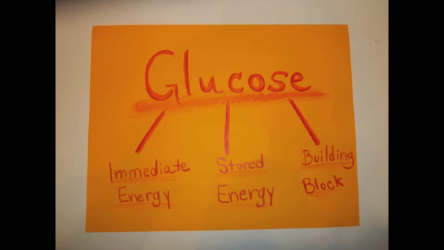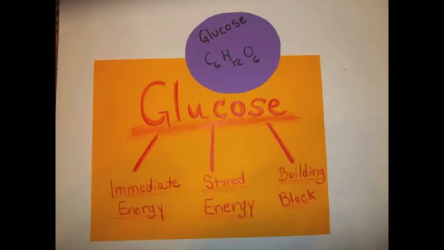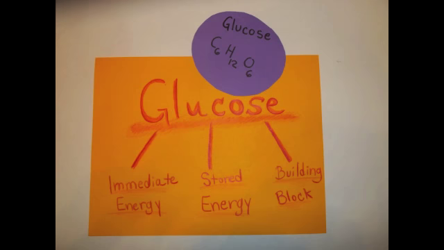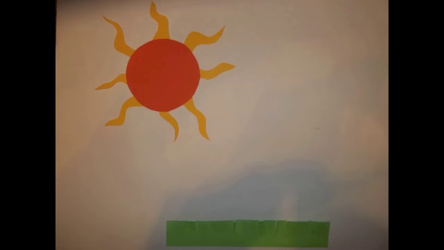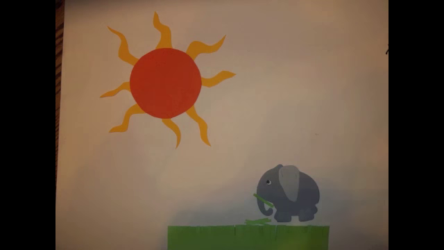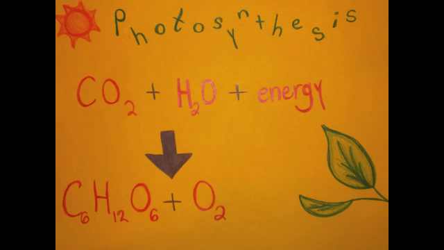The plant can either use the glucose for immediate energy, store it for later use, or use it as a building block within the cell to form other important molecules. So the energy stored within the bonds of the glucose molecule can either be used by the plant or the animal that feeds on it. Photosynthesis equals sunlight plus carbon dioxide plus water yields glucose and oxygen.